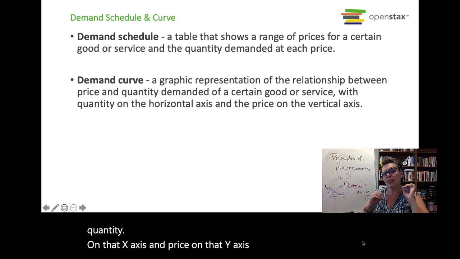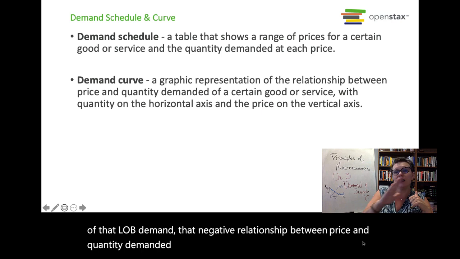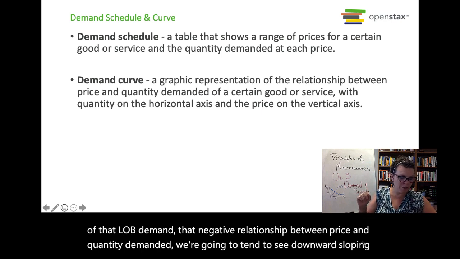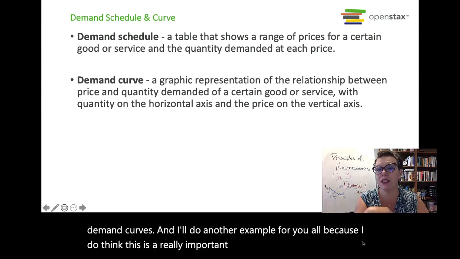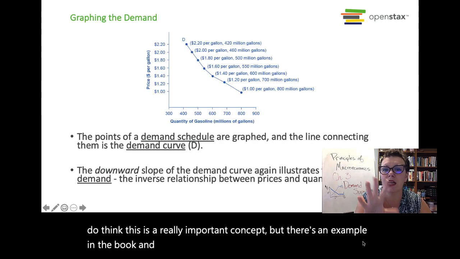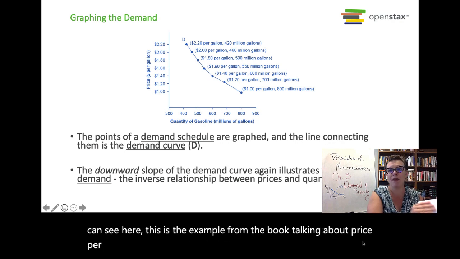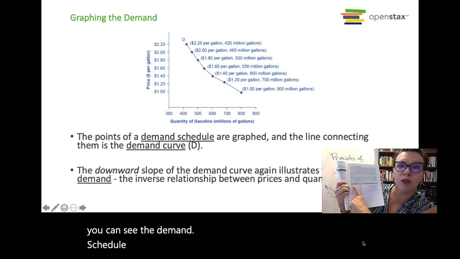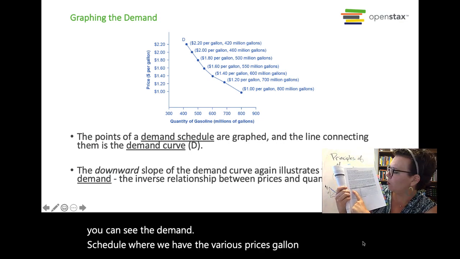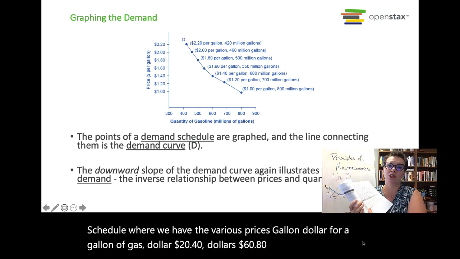Because of that law of demand, that negative relationship between price and quantity demanded, we're going to tend to see downward sloping demand curves. I'll do another example because I think this is a really important concept, but there's an example in the book and in these slides. This is the example from the book about price per gallon and demand for gasoline. In the book, you can see the demand schedule with the various prices: $1 for a gallon of gas, $1.20, $1.40, $1.60, $1.80, $2.20.